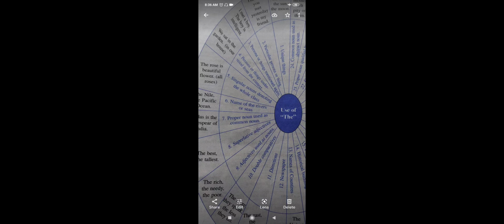Again, rule number 4: persons or things understood from the context. That is, the persons or things which we have understood from the context. For example, we sat in the garden. Here it is understood which garden: the garden which is in our house, which belongs to us. Special garden.